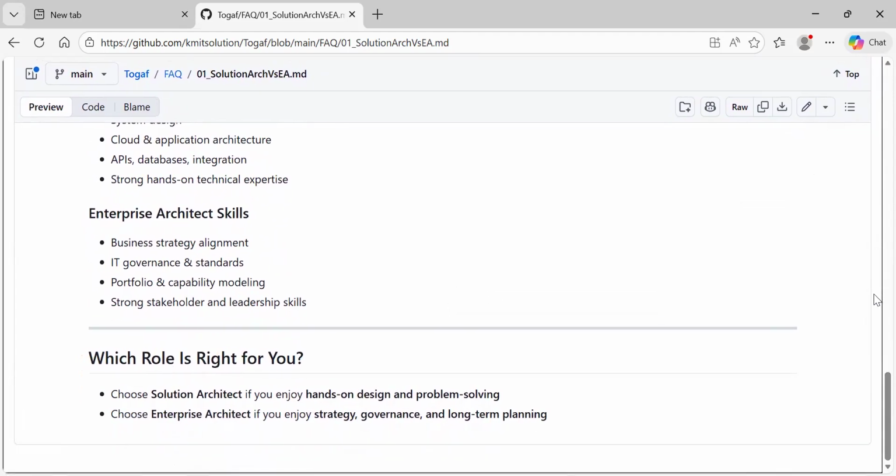Now, whether you are a solution architect or an enterprise architect, which role you want to choose totally depends upon you. If you want to go more technical and problem solving, then it is the solution architect who is basically doing this kind of activity, and the enterprise architect is the one who is basically defining the strategy, governance, long-term planning. So this is the brief comparison between solution architect and the enterprise architect.